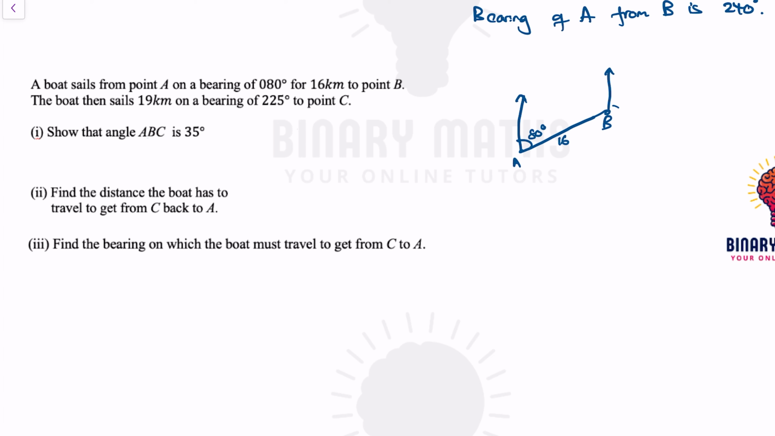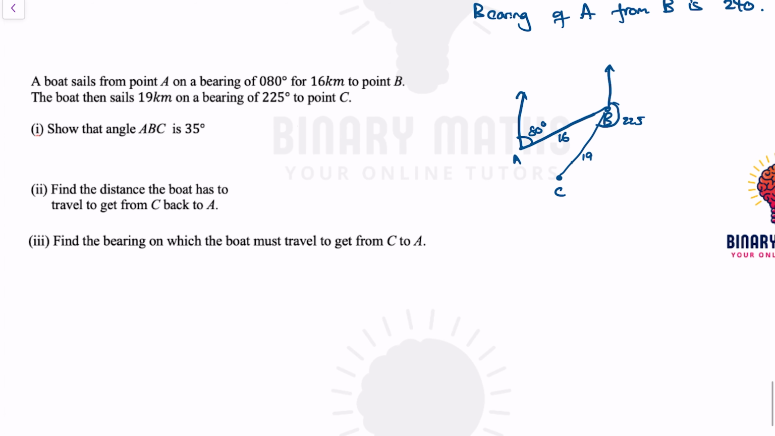Okay, so 19 degrees, this is 225 to a point C. So that's the first part. If I have to draw a diagram out, this is how it looks. Part 1 says show that angle ABC is 35 degrees. So ABC is this angle. This is part 1, you're trying to find out that.